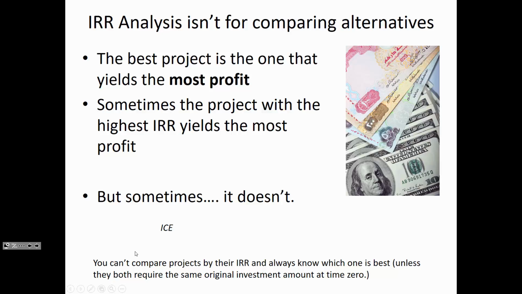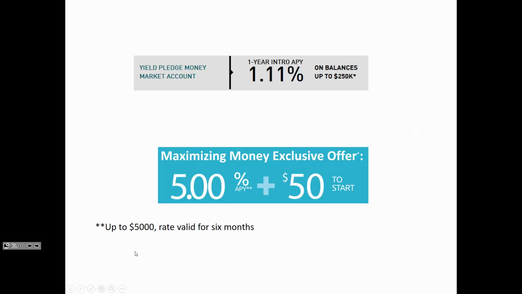Now, the one exception to this rule is the one that I've already explained to you from the homework: if the original investment amounts are the same, then you should choose the one with the highest IRR. Because the whole reason that the difference arose was because of the different original investment amounts.